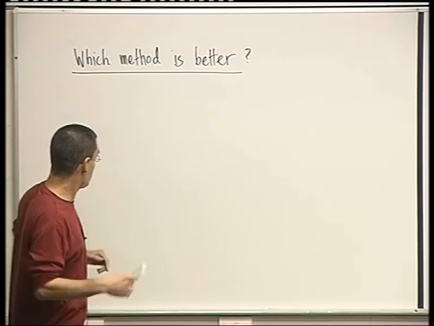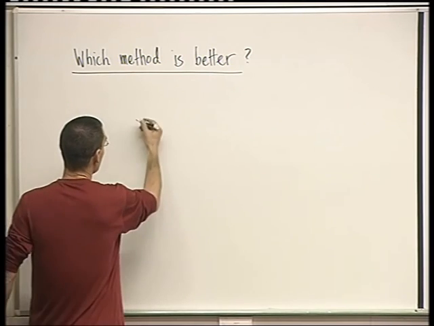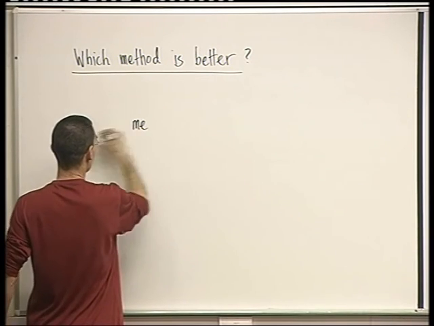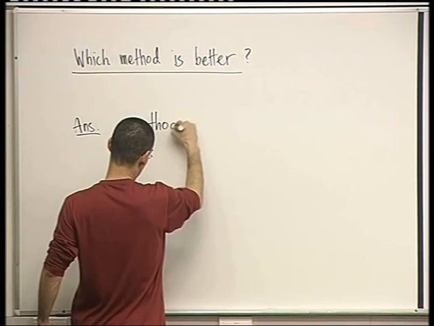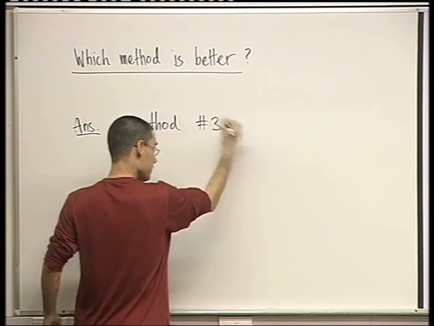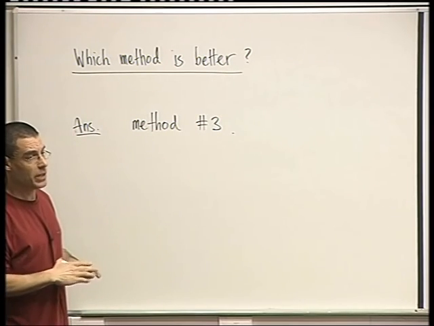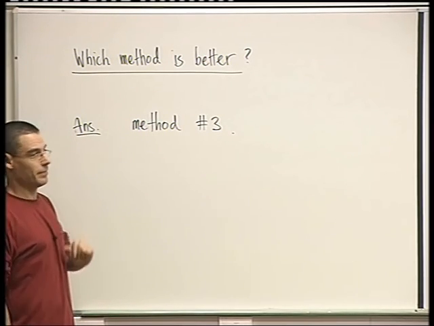Okay, so which method is better? Answer: method number 3. Now you're going to ask, which is method number 3? Aha, that's the mystery.